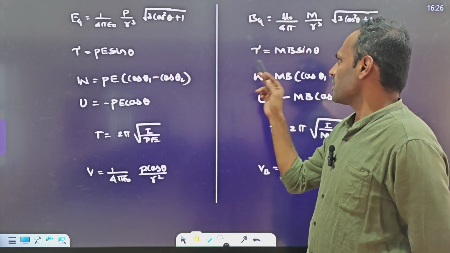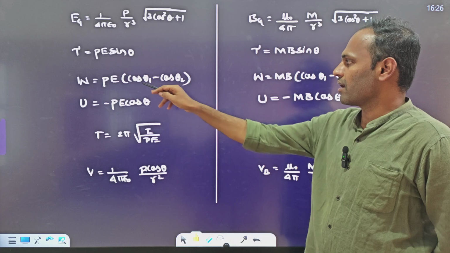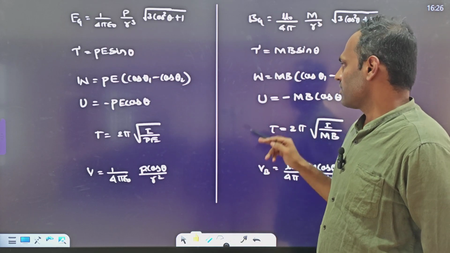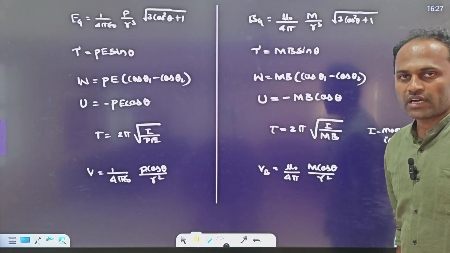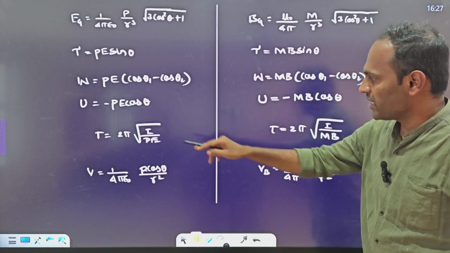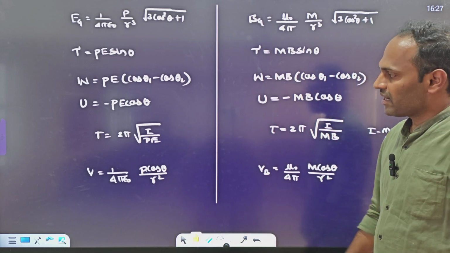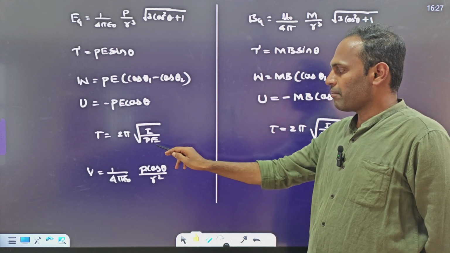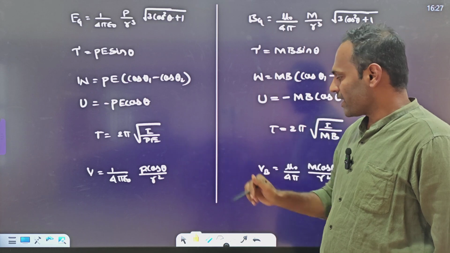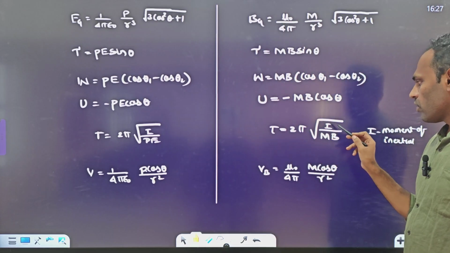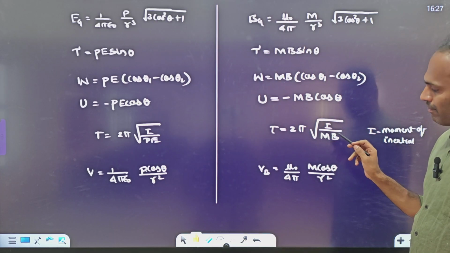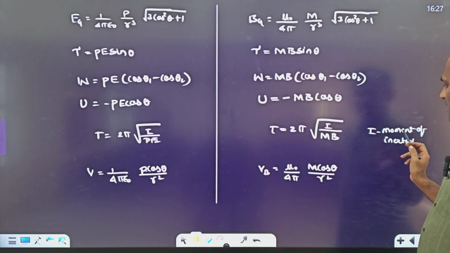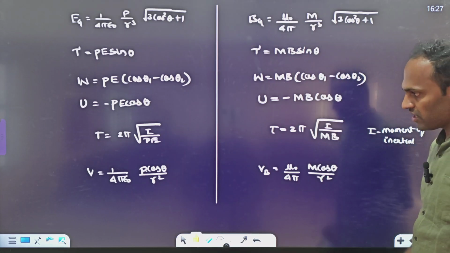Torque, P E sin theta; M B sin theta. Work done, P E (cos theta 1 minus cos theta 2); M B (cos theta 1 minus cos theta 2). Potential energy, minus P E cos theta; minus M B cos theta. Time period, 2 pi root of I by electric dipole moment into electric field; 2 pi root of I divided by M into B, magnetic dipole moment into magnetic field. I is moment of inertia.